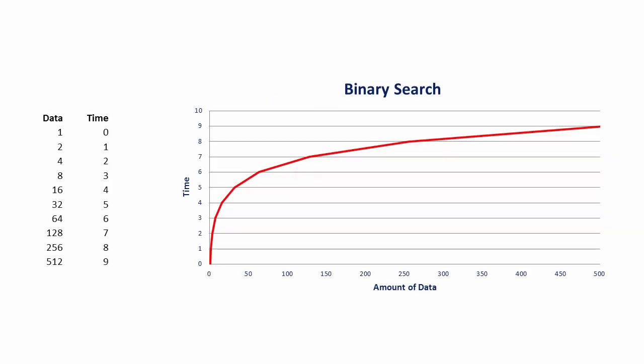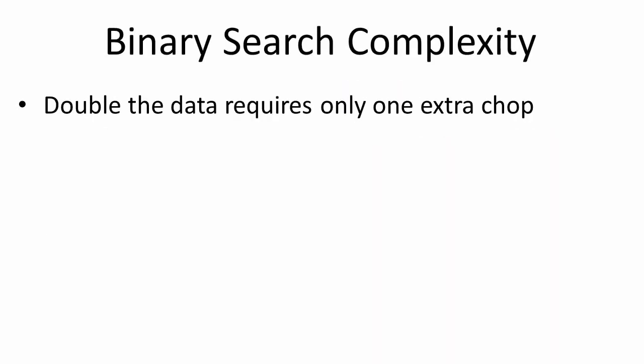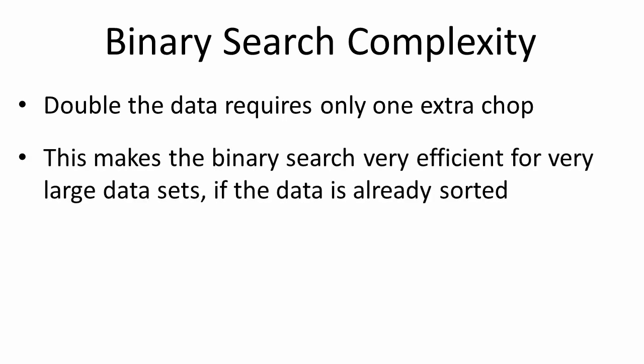Look at the data first. Notice that each value in the data column is double the one before it, and notice that the time values are increasing by 1 unit each time. You can see that the line climbs quite steeply to begin with, but then it begins to level out. That tells us for very large amounts of data the performance degradation isn't terribly significant. In terms of big O complexity then, doubling the amount of data requires only one extra chop. This makes the binary search very efficient for very large data sets, if the data is already sorted.